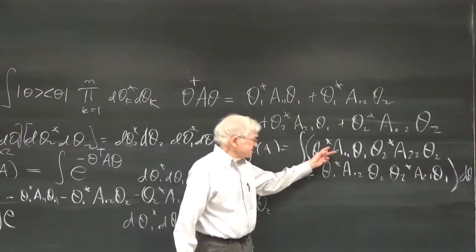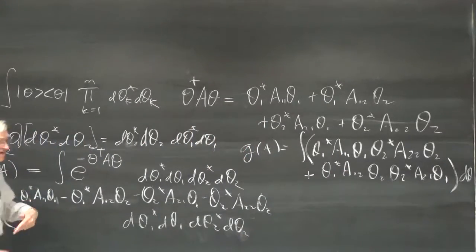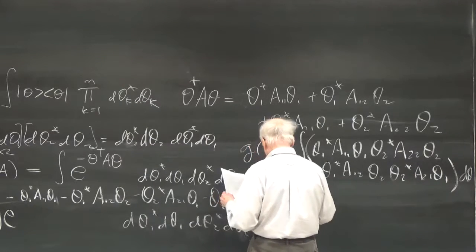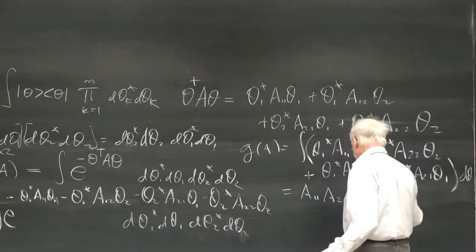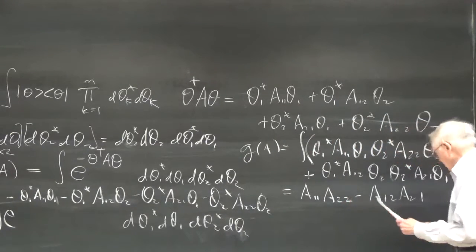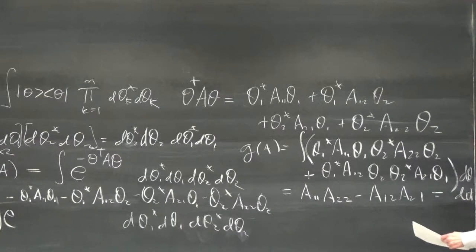And so you get this term twice, and that cancels the 1/2 in the expansion of the exponential. And so what you get then is A11 A22 minus A12 A21. And this is the determinant of the matrix A.